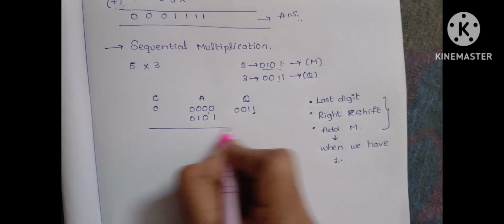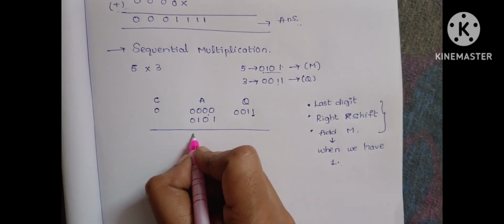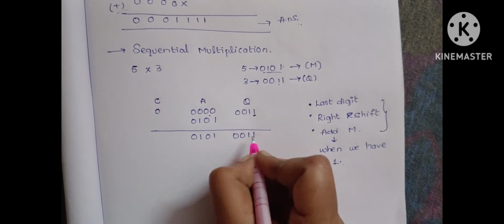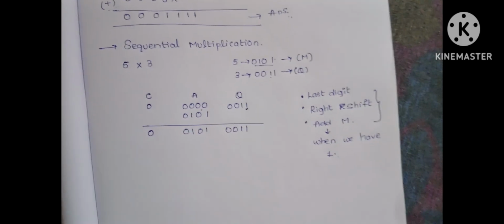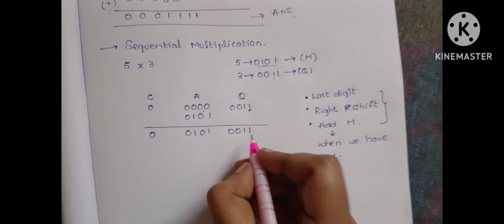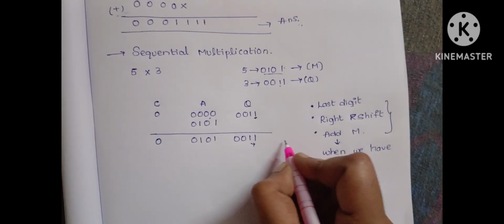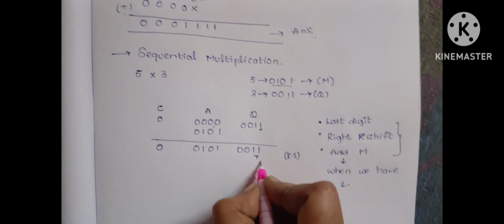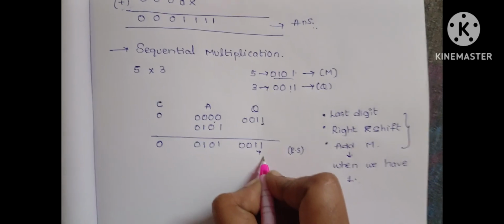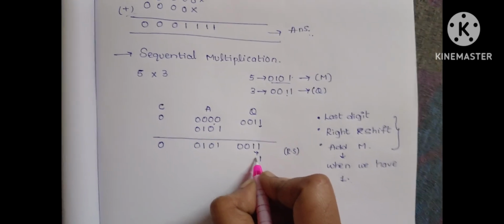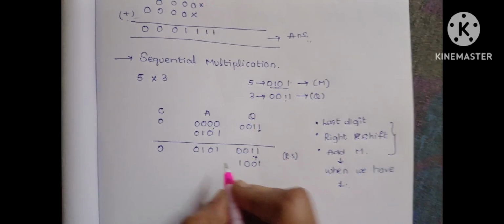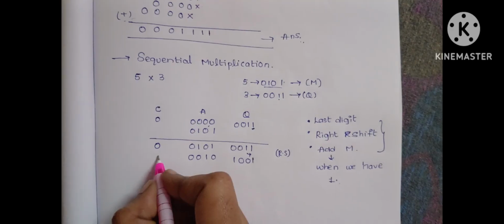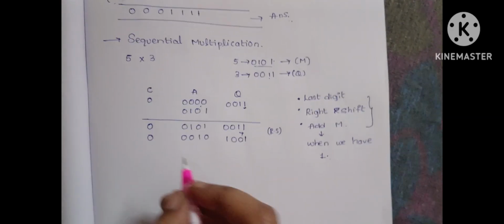I'm adding to A now. Adding the A value and writing it 0 1 0 1. Q and C will remain same. There is nothing changed in it. Now after adding I will do right shift. After adding I am doing right shift. One bit moves right. Every bit moves right in the right shift. Doing the process. There is no carry, so C retains same.